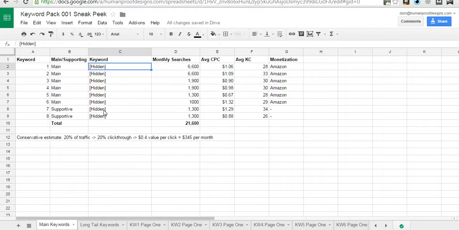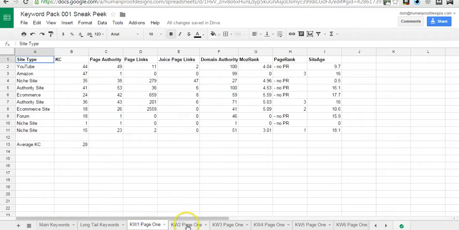The purpose of a supportive keyword is that it's not a product itself. It's something like information. So again, if this was like best sofa cleaner, maybe this keyword would be how to clean the sofa, and then you would send that traffic to this keyword here. So that's what I mean by supportive.